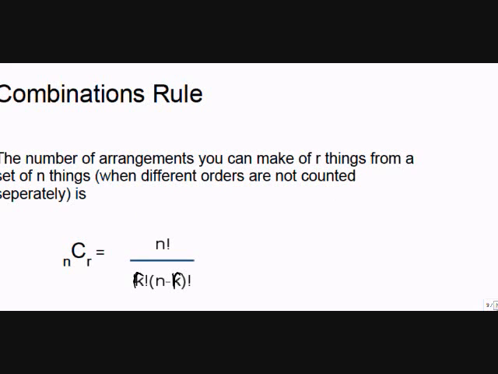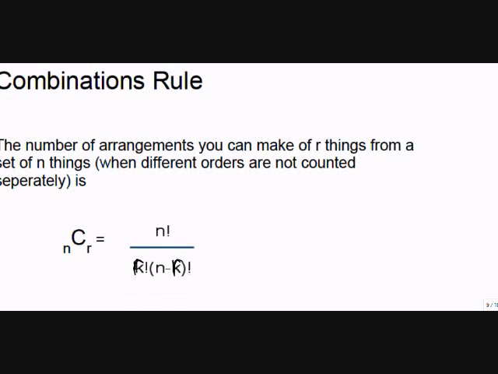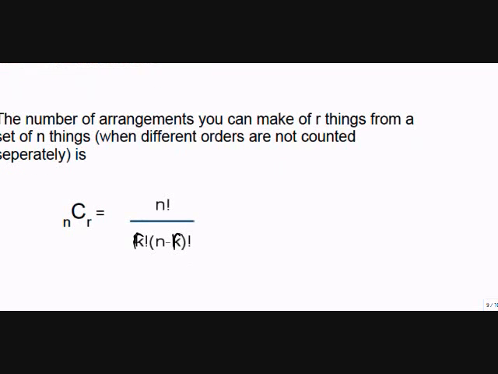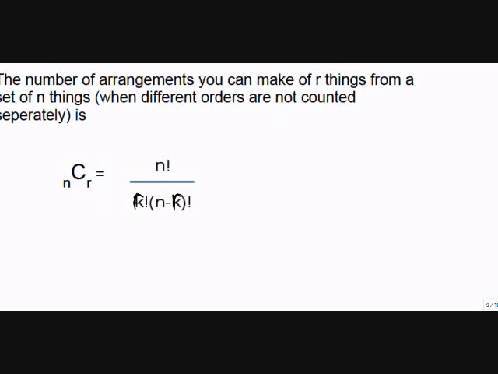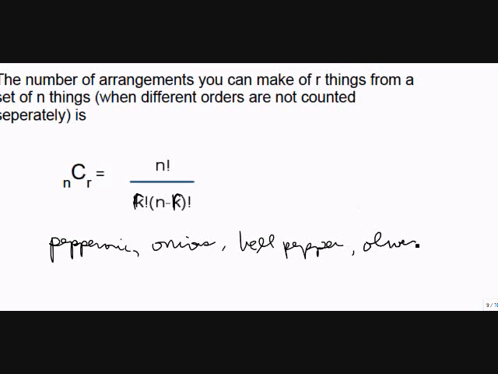So if order doesn't matter, if order is not important to me, then I use the combinations formula, nCr. So let's say, on my pizza, I don't care what order they put the toppings on. I am not picky. So let's say I could get pepperoni. I could get onions. I could get bell pepper. I could get olives.